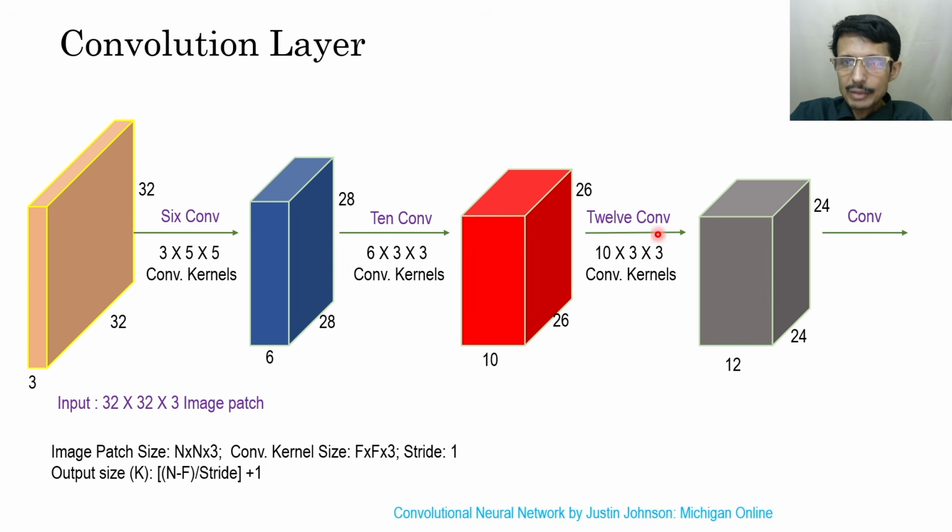And we can use 12 convolution kernels. Then it is 10, because this is 10, 3 into 3, and 12, 20, and so on. So in this way, the convolution works in the subsequent layers. Basically the dimensionality is being changed in subsequent convolution layers by this.